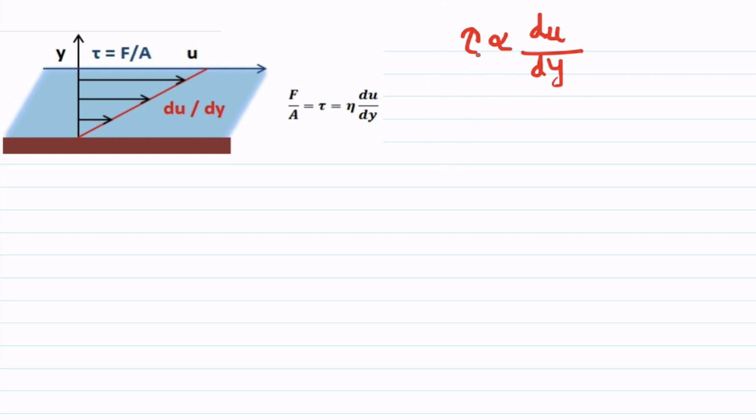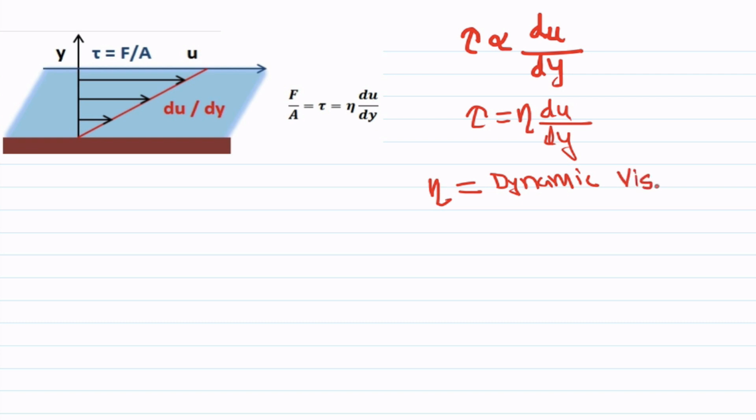Since tau is proportional to du by dy, we can write the shear stress tau is equal to, if you want to change the proportionality to an equality, you have to introduce a constant. Here the constant is eta, into du by dy. This proportionality constant eta is known as dynamic viscosity. So this is what dynamic viscosity is, the proportionality constant which changes the Newtonian relation into an equation.